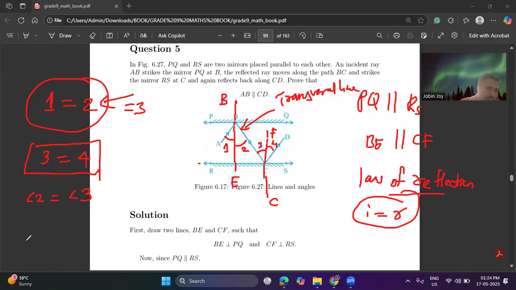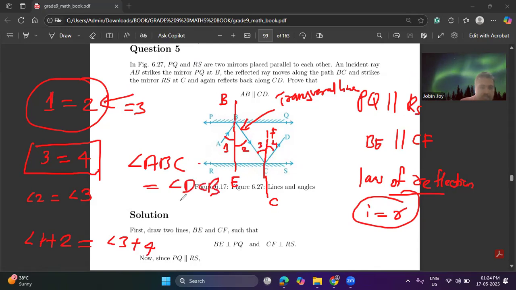That means I can write angle 1 plus 2 is equal to angle 3 plus 4, or angle ABC. What is 1 plus 2? Angle ABC. Angle ABC is equal to angle BCD, or DCB. So that means AB is parallel to CD, since alternate interior angles are equal. So that's all from this chapter.